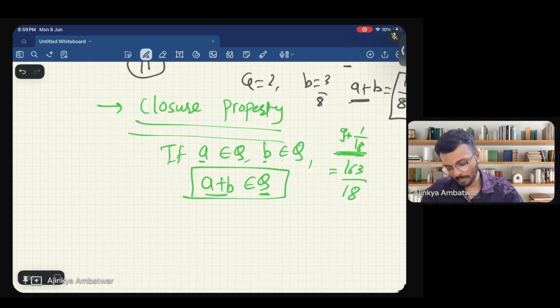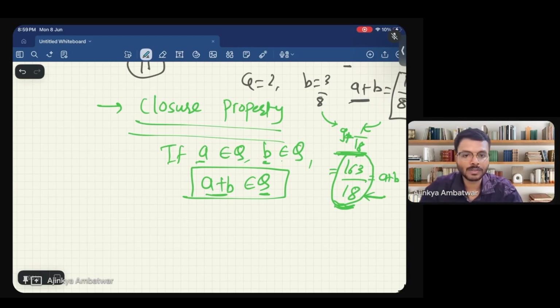Now this is the sum A plus B. This number is equal to A plus B. Now you tell me, is this a rational number or not? It is a rational number, indeed. So you picked two rational numbers, you added them, and the result came out to be another rational number. That is what my closure property says. If A is a rational number, B is a rational number, A plus B also must be a rational number. Simple.